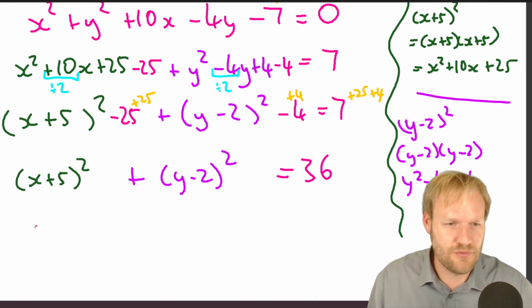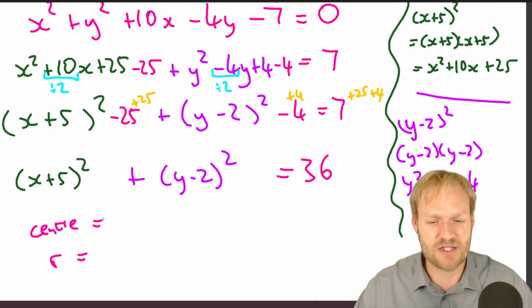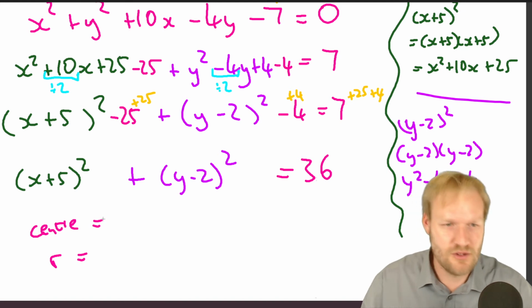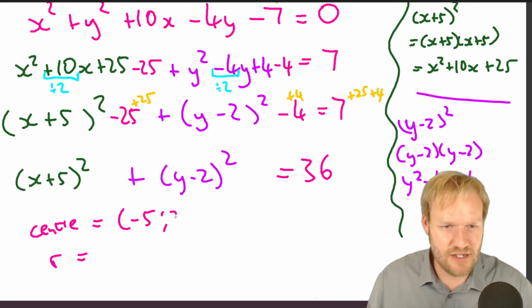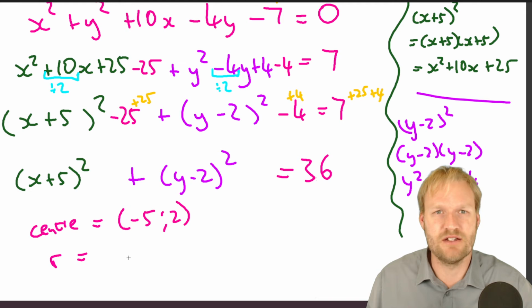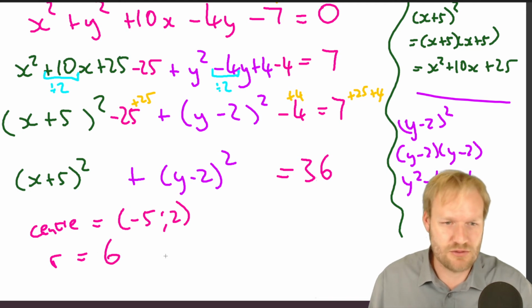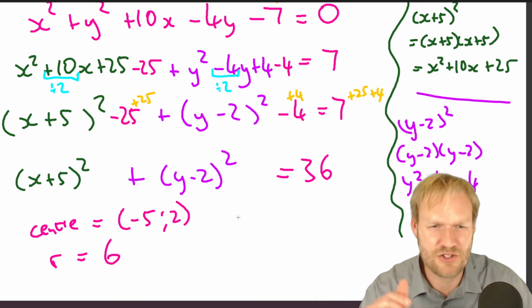So now, what is the center of our circle? And what is the radius? Let's start with the center. What's the center of our circle? We can just read that off now. The center is at minus 5, 2, because it's minus minus 5. What's our radius? Well, the square root of 36, which is 6. Okay, so that's our idea now.